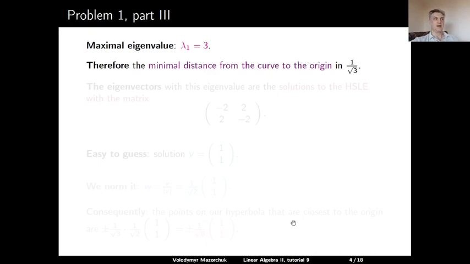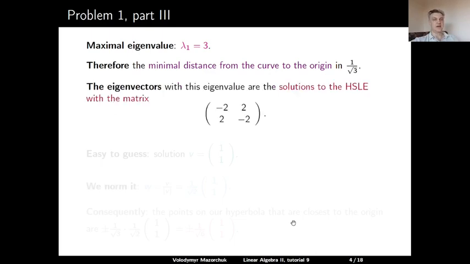In order to find at which points this minimal distance is attained, we need to determine the eigenvectors for our matrix with this eigenvalue 3. So we subtract 3 on the main diagonal and get the matrix minus 2, 2, 2, minus 2. And the eigenvectors are exactly the solutions to the homogeneous system of linear equations determined by this matrix. It is easy to guess one solution, which is 1, 1. So minus 2 plus 2 is 0, and 2 minus 2 is 0. And since the algebraic multiplicity is 1, this is the unique solution up to a scalar, linearly independent.